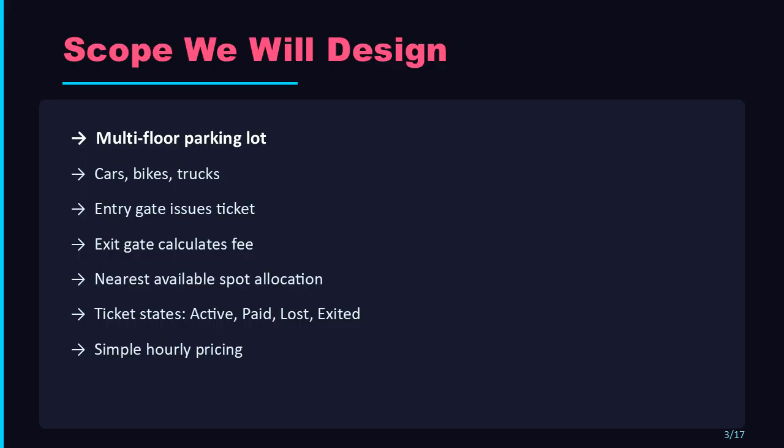Let us define scope clearly. Our parking lot has multiple floors. Vehicles can be cars, bikes, or trucks. At entry, the system assigns a spot and prints a ticket. At exit, it calculates the fee and marks the ticket complete. We will keep pricing simple, hourly pricing by vehicle type. We will not design subscription passes, QR payments, valet parking, or city scale parking discovery. Mentioning what is out of scope is a good interview habit.